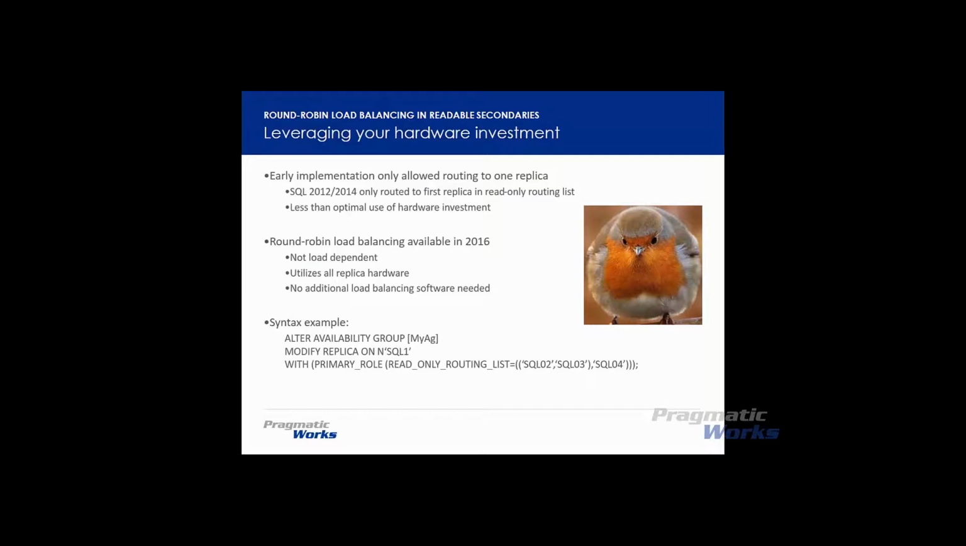So if you're familiar with setting up read-only routing lists, the syntax is almost the same. What you'll note here is around SQL02 and SQL03, they're enclosed in the broader parentheses of the list. 02 and 03 are in their own expression there. And what that means is the round robin load balancing will take place between those two. If they're not accessible for any reason, we'll then go to 04. And that's the only syntactical change. There's nothing in the GUI yet about this, but it's very easy to set up here.